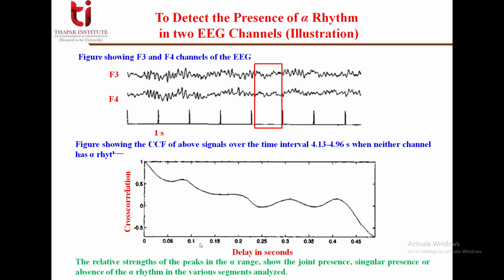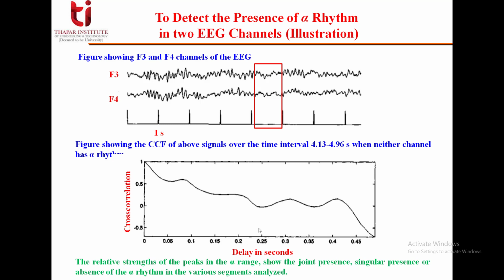Now we'll take another case. We are taking two channels, F3 and F4, with the range 4.13 to 4.96 second, and basically both the channels are not having alpha rhythm. If you compute the cross correlation and check, there is no peak at all, because there is no alpha rhythm present.